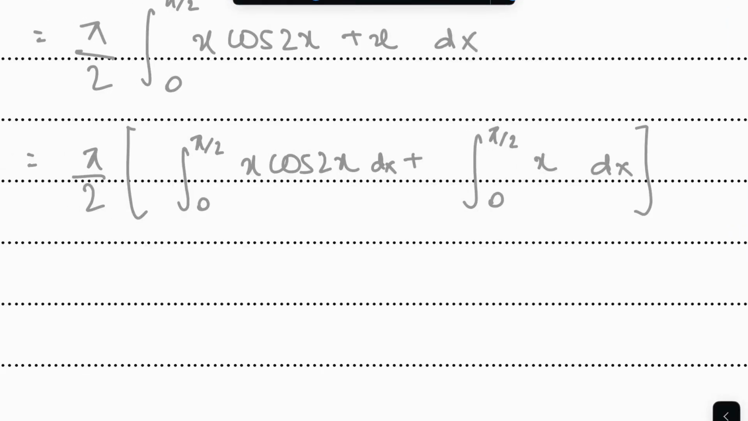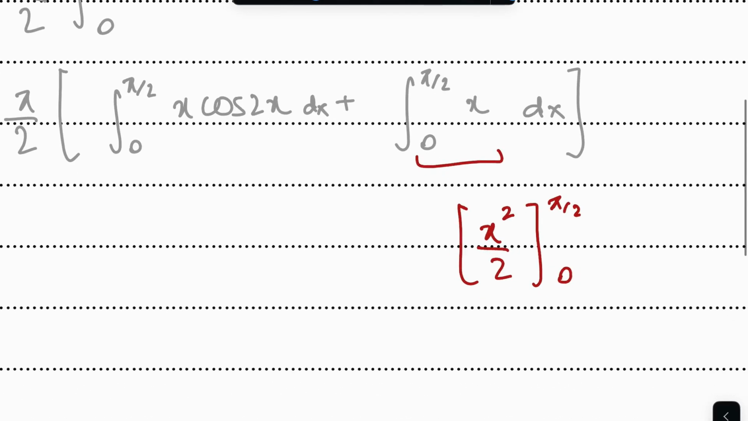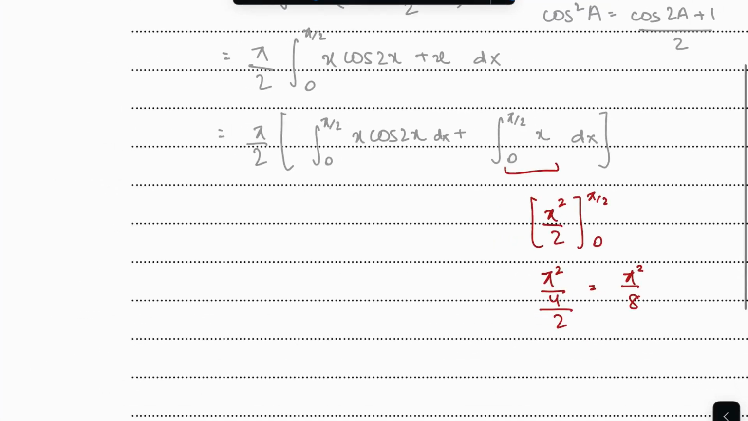So let's solve this part first. x would simply be integrated to x squared over 2 with these limits. So let's plug them in and simplify. Pi over 2 whole square would be pi square over 4, divided by 2. And if we plug in 0, that would just be 0, so let's not write it. And we will get pi square over 8 from this.